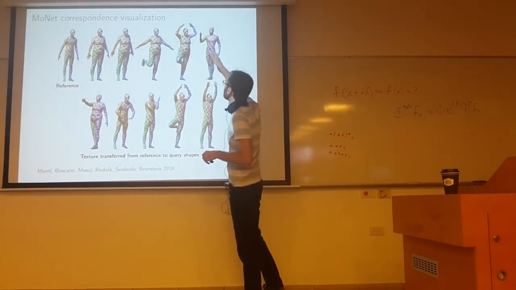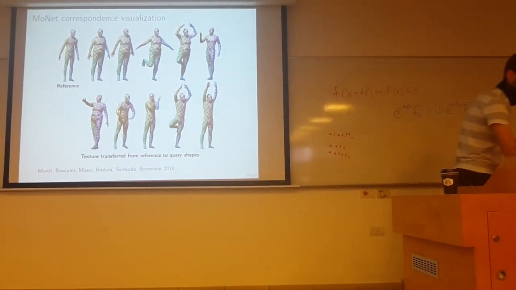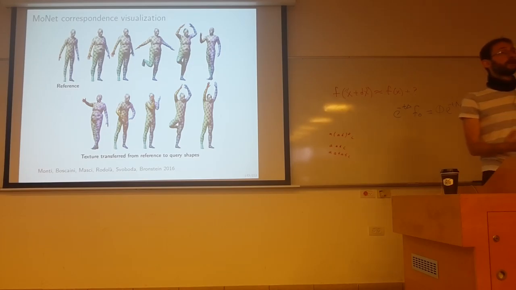Another way of visualizing correspondence is by texture mapping. We take a texture on the reference shape and map it to the query shape, and you can see that the texture is pretty much almost perfect. There are maybe a few artifacts here and there, but overall this is a very good correspondence.